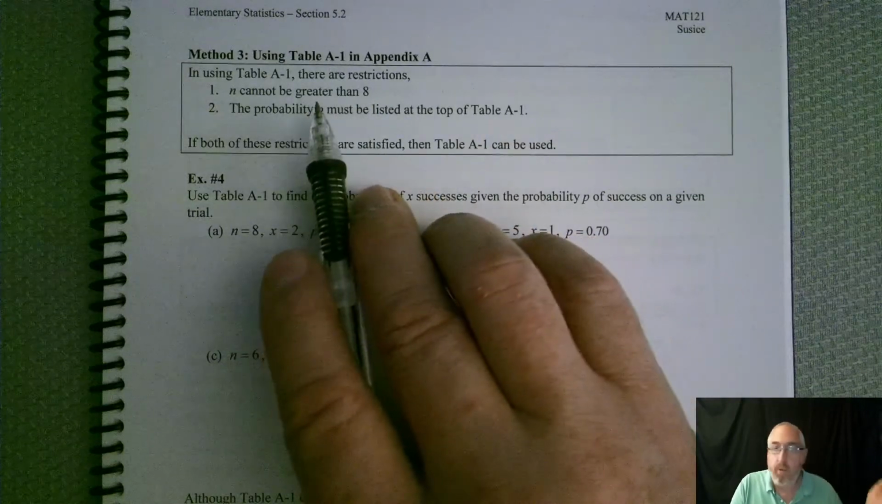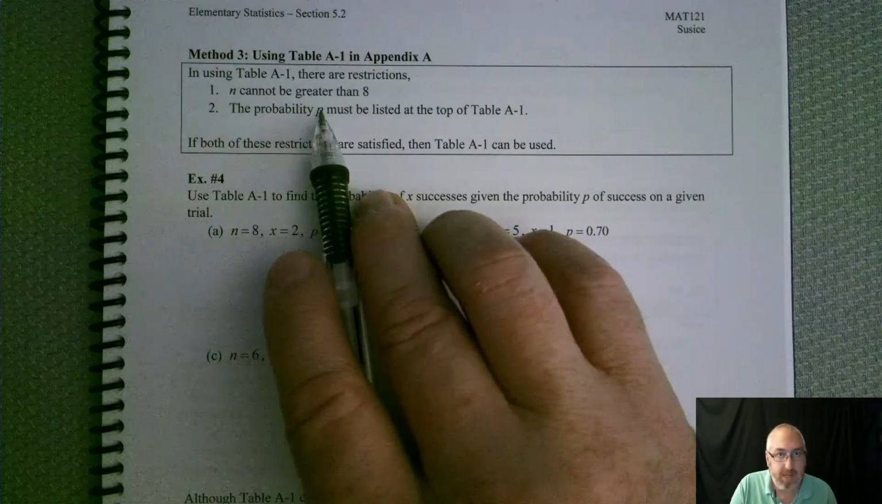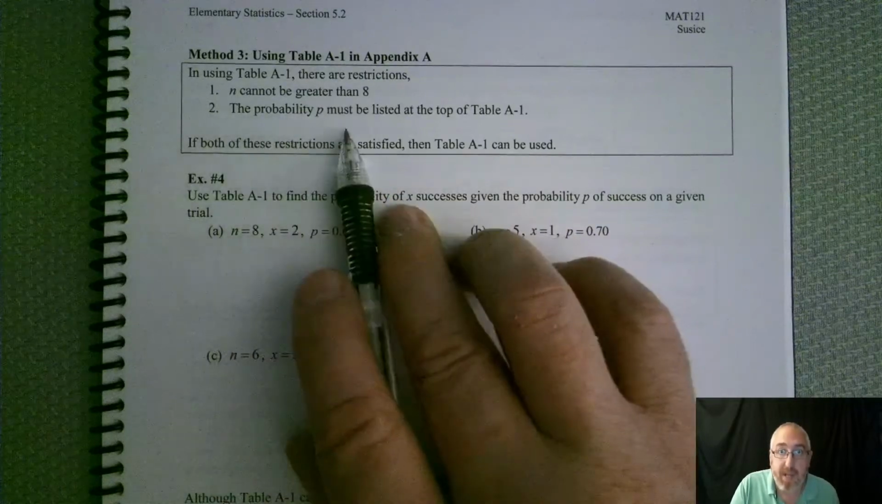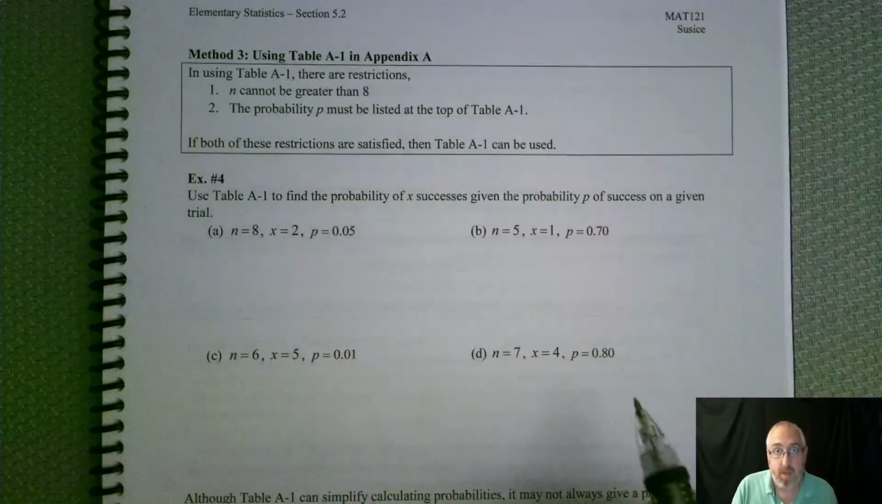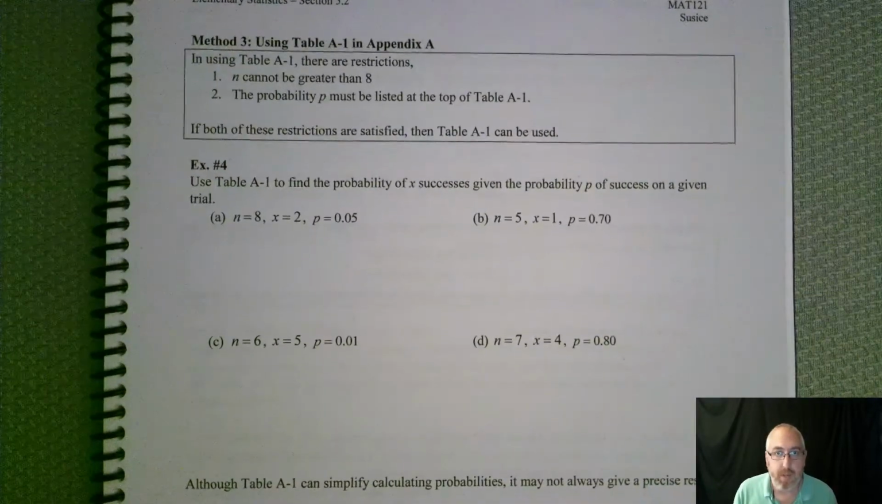If you look out in the world, there's probably other tables that have larger values of n, but for our purposes, we're only going to use the table that's in the textbook, so only up to 8. And the second restriction is that the probability p must be listed at the top of the table. So there's only a select number of probabilities that could be used. We can't just blanketly use any probability we want. We're going to see it in action.